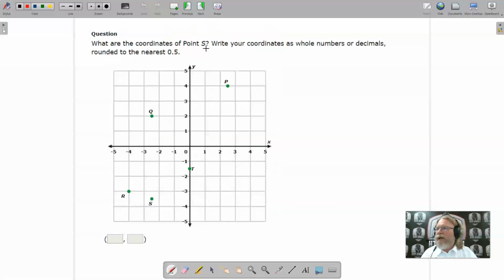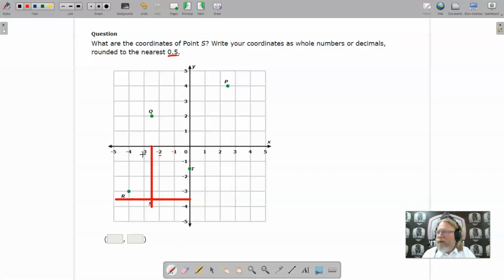What are the coordinates of point S? Write your coordinates as whole numbers or decimals rounded to the nearest 5/10, or like half of 1, correct? So point S, we're looking at this one right here. So if we take a couple lines and run them right through point S, let's see where they land on the x-axis and on the y-axis. Remember, it's an ordered pair, so order matters. We need to do the x value first. So with that in mind, let's see, what is our x value right here at this point?